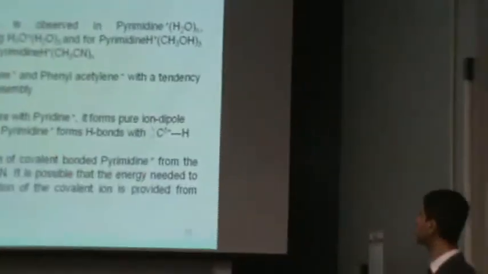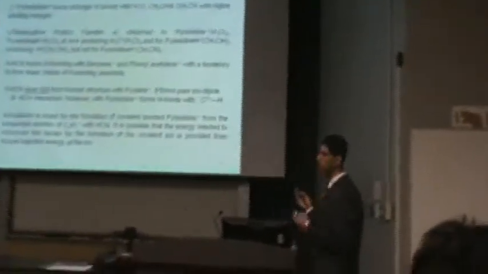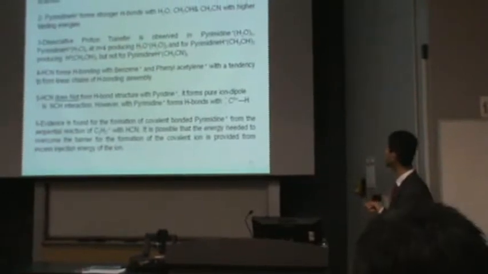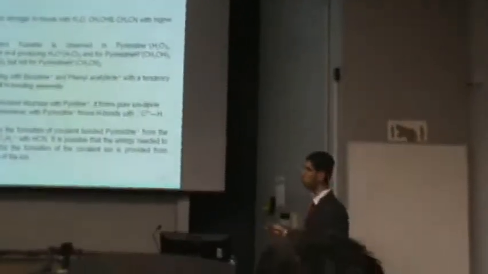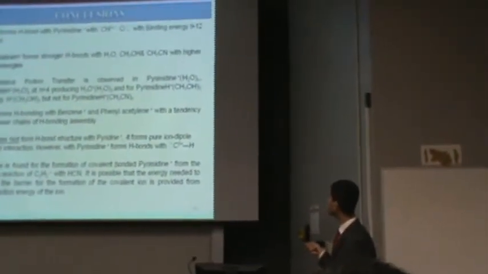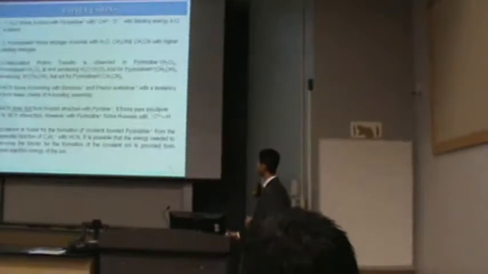So in conclusion, the first part showed the interaction of pyrimidine radical cation with water to be hydrogen bonding, and it actually has a binding energy of 9 to 12 kilocalories. Afterwards, this study was extended to the protonated pyrimidine, in which we have seen stronger hydrogen bonds with water, methanol, and acetonitrile. So here we have seen the structure and binding energy measurements.